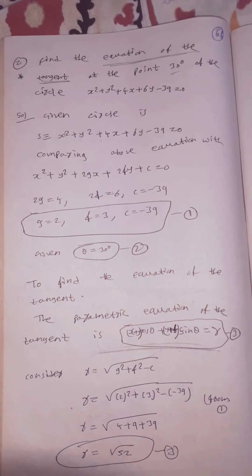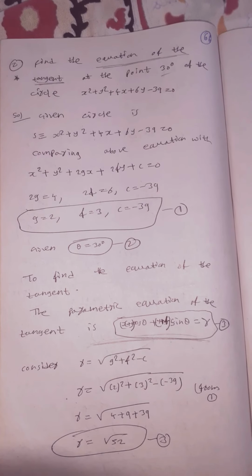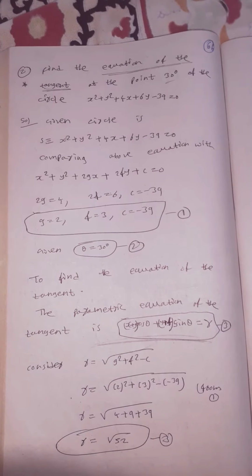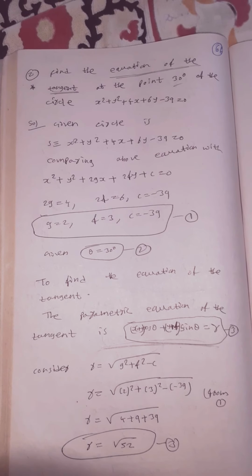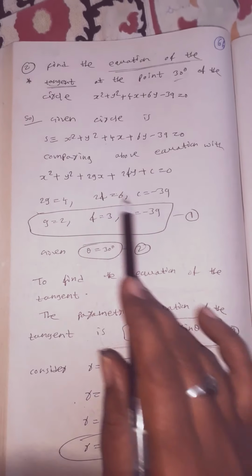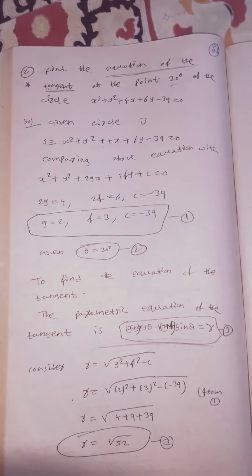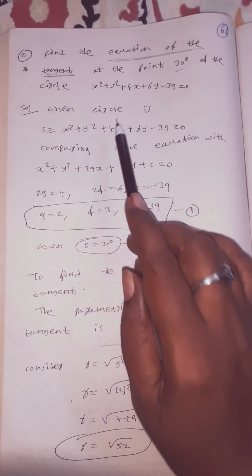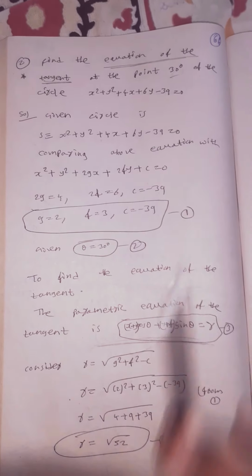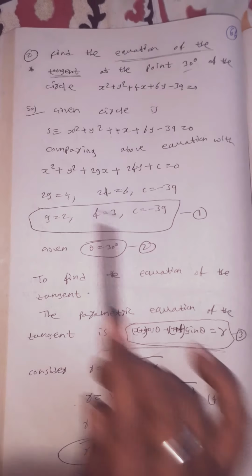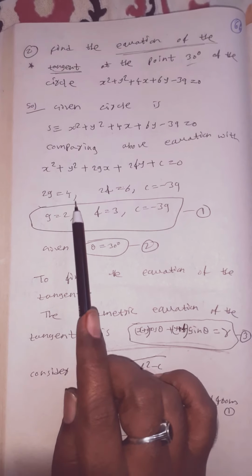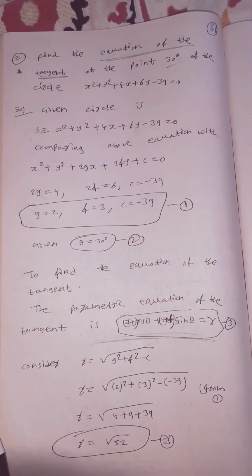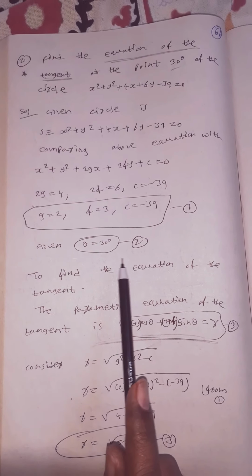Find the equation of tangent at the point 30 degrees of the circle x square plus y square plus 4x plus 6y minus 39 equal to 0. So the given circle is this one. Comparing the above equation with x square plus y square plus 2gx plus 2fy plus c equal to 0, here 2g is 4, 2f is 6, c value is minus 39. So g is 2, f is 3, and c is equal to minus 39. The given theta value is 30 degrees.